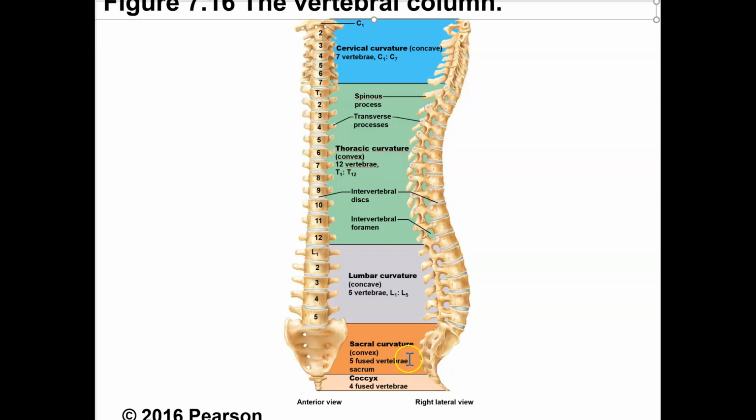The sacrum is composed of 5 fused vertebrae, but you don't have to number those. And then the coccyx is composed of 3 to 5 fused vertebrae. But again, you don't have to know the numbers for those, just for the cervical, thoracic, and lumbar vertebrae.